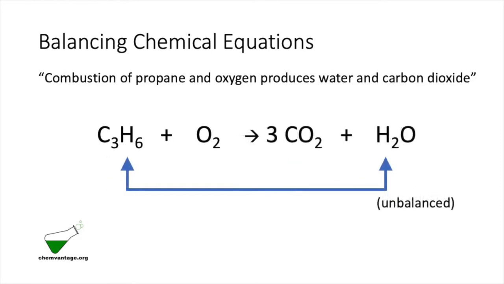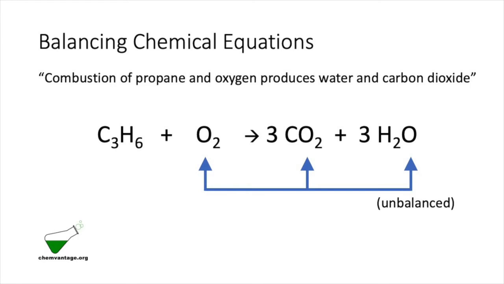Looking at hydrogen now, we can balance it by changing the stoichiometric coefficient of water to 3. Now there are 6 hydrogen atoms on each side, but the oxygen is still unbalanced. We left the oxygen for last because the reactant is elemental oxygen, and its coefficient can be changed to achieve oxygen balance without disrupting the balance of any other element.